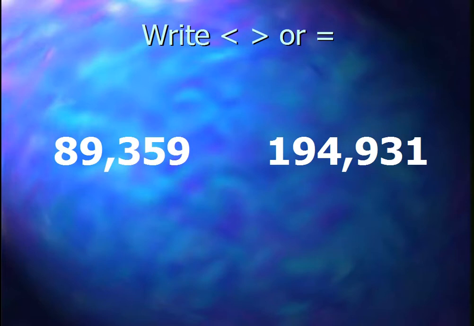Okay, 89,359. Is that greater than or less than 194,931? This also gives you a chance to practice reading these aloud. It is less than, so 89,359 is less than 194,931.